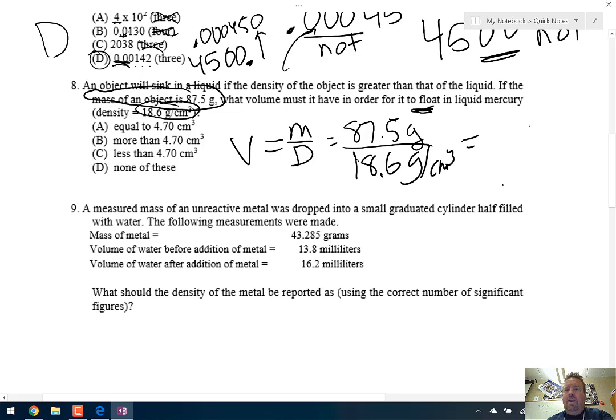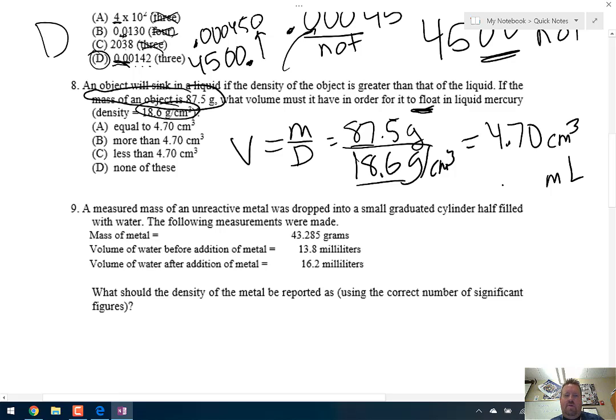And now we're going to need a calculator. So I'm going to grab my calculator. 87.5 divided by 18.6 equals 4.70. Significant figure-wise, they both have 3. So 4.70. And again, I could put cubic centimeters here. I could also put milliliters. We know they are the same thing.